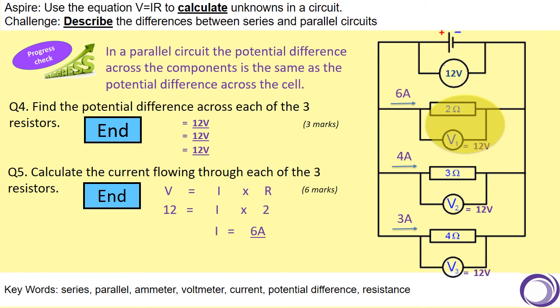For those of you who are trying to get your heads around it a little bit more, that would mean that the amount of current that was coming out of the cell would have to be 6 plus 4 plus 3, so that'd be 11 amps. So you'd have 11 amps coming out of the cell, and by the time it's gone all the way around and joined all back up again, you'd get 11 amps going back into the cell.